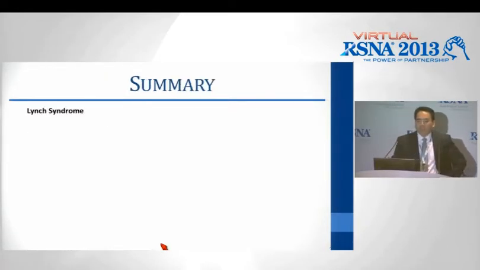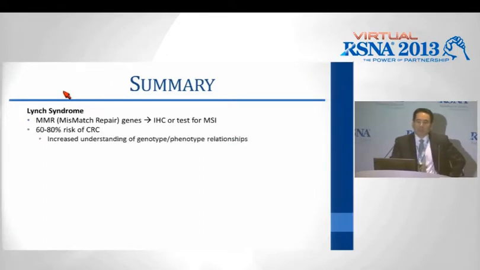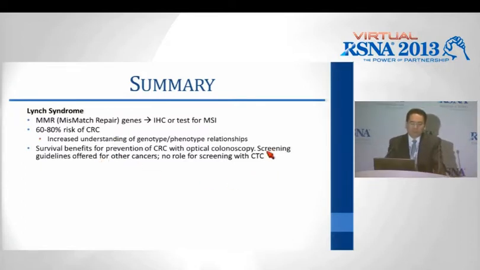So in summary, Lynch syndrome, you probably have a mutation in one of your mismatch repair genes, which can be detected by immunohistochemistry or a PCR test looking for microsatellite instability. There's about a 60 to 80% risk of colon cancer. And we're increasingly understanding which gene mutation leads to which phenotype, but that's an area of active investigation. There are survival benefits for prevention of colon cancer with optical colonoscopy. There are screening guidelines, which are not really evidence-based, but are still guidelines offered for other cancers. And at this time, there's no role for screening with CT colonography.